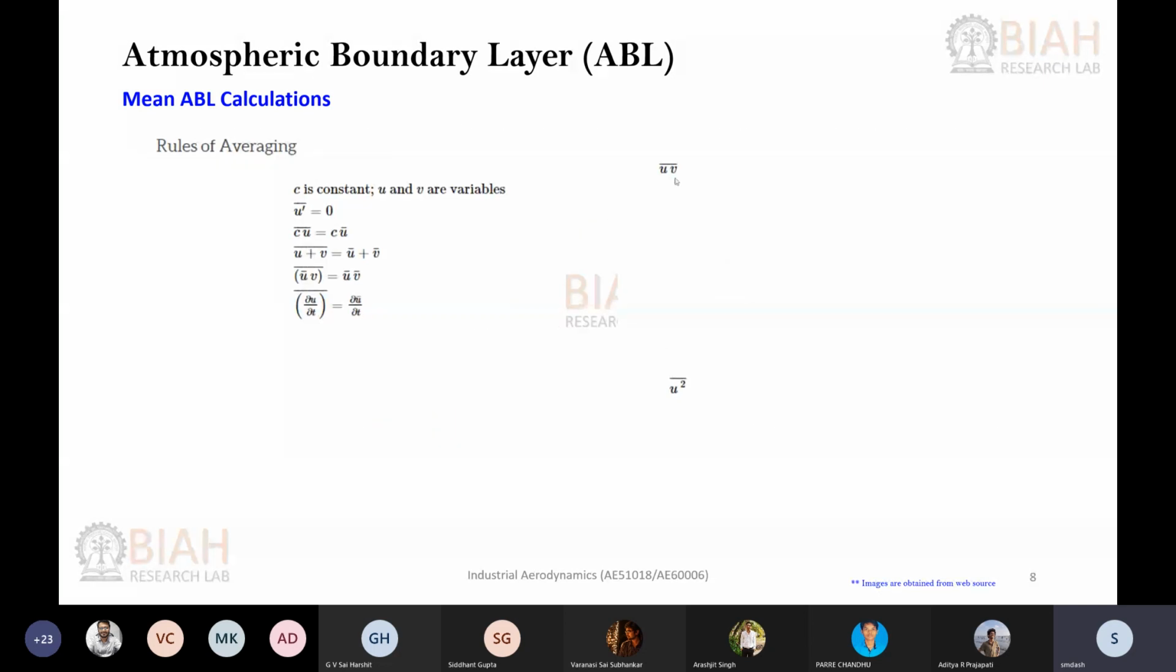Try these two on your own: u v bar and u square, where u and v are both instantaneous values, meaning they have both mean and fluctuating parts. If you take the average of u v, what is the result? And if you take the average of u square, the multiplication of u and u, what value do you get? Let's discuss this tomorrow when we start our class. It's already going to be 1, so I stop here today. Any question?